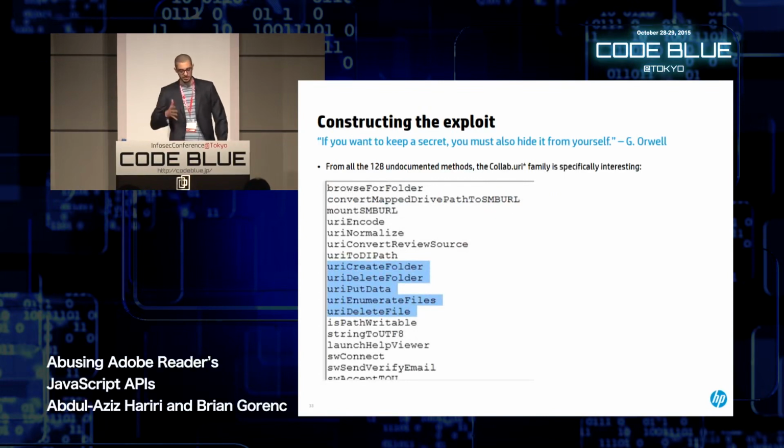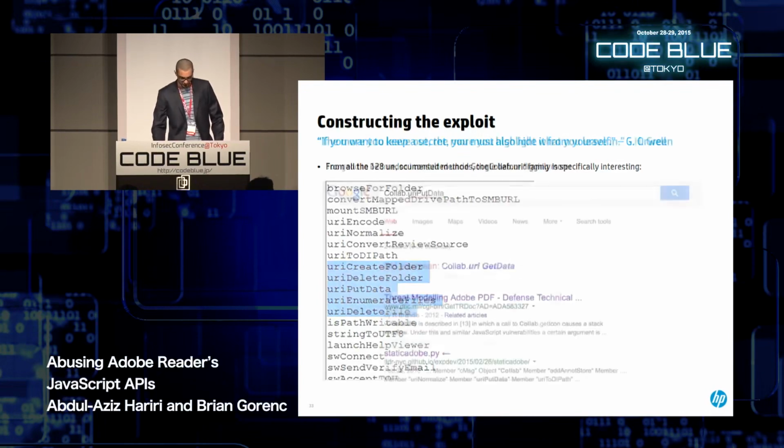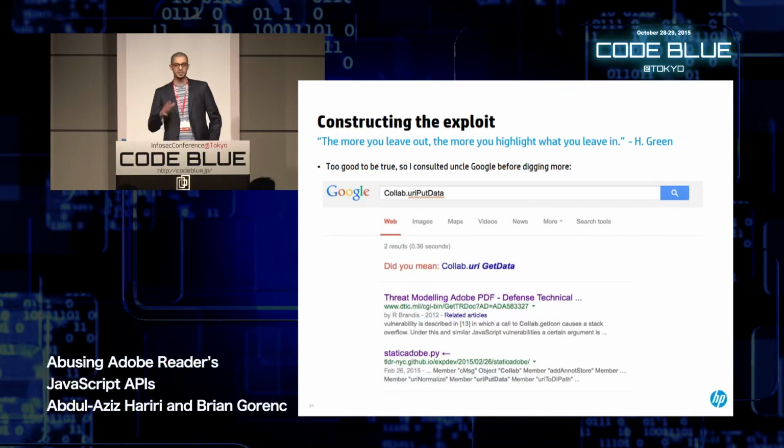And among these methods, there's a bunch of functions that start with URI that are quite interesting. As you can see here, there's URI create folder, delete folder, put data, enumerate files, delete file. As you can imagine what these APIs do. I wasn't convinced that these APIs were not documented, so I searched one of these APIs on Google, and I found only 2 hits, with no information about it. One of the hits is just a risk report from the Australian government, kind of a threat modeling of Adobe Reader.